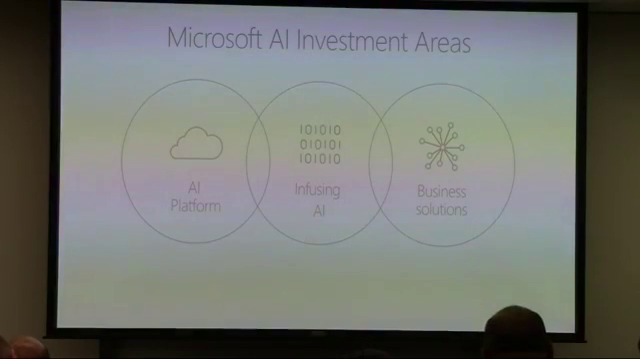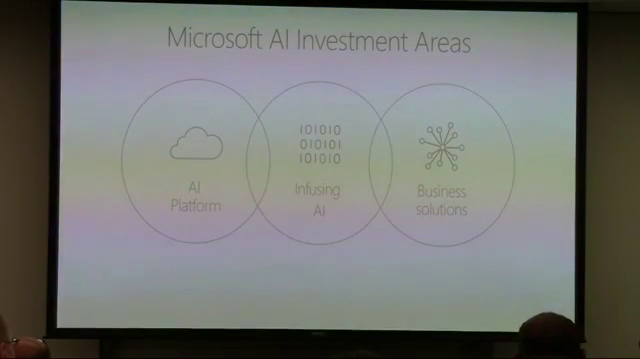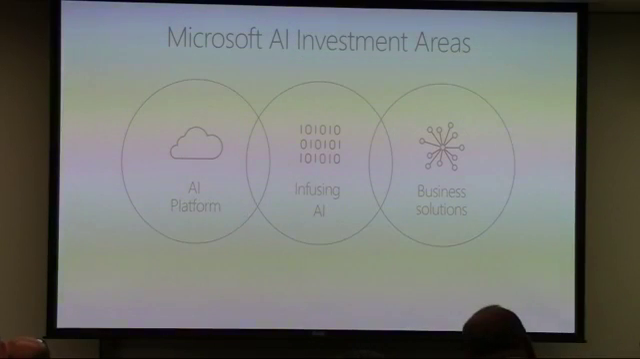The other investment we have, and I'll show you some of our investments there, is infusing AI seamlessly into the products that we have. Without actually saying, hey, in your face, now you get an AI-based Word to write letters or documents. It's like they're seamlessly infusing that, and I'll show you some examples. And then obviously there's some investment in the business solution area. You have some software and service investments that you know and like as well, like Office 365 and CRM and all that.